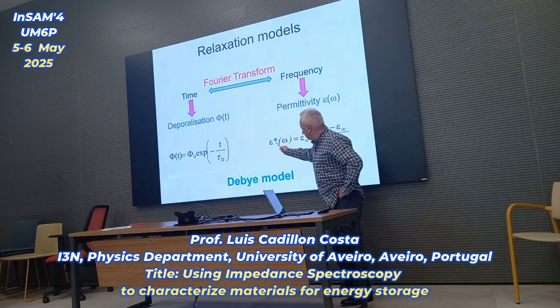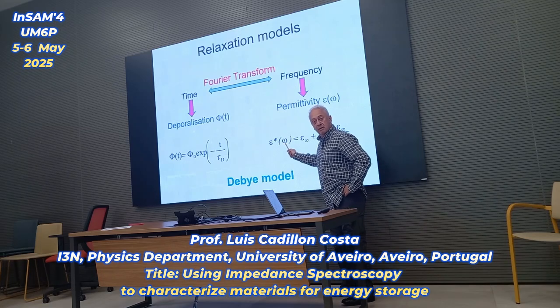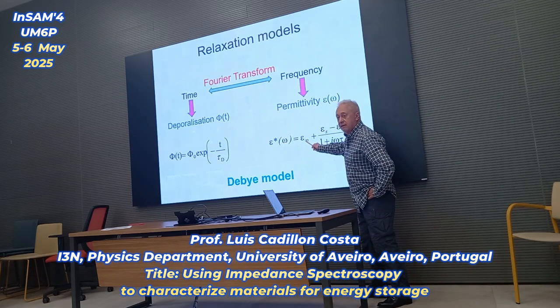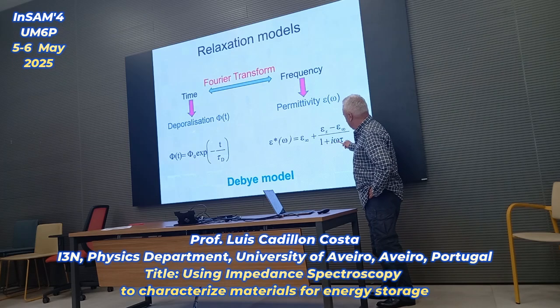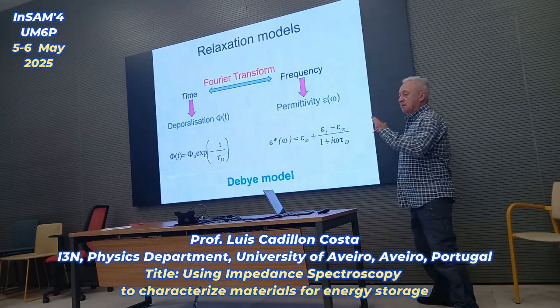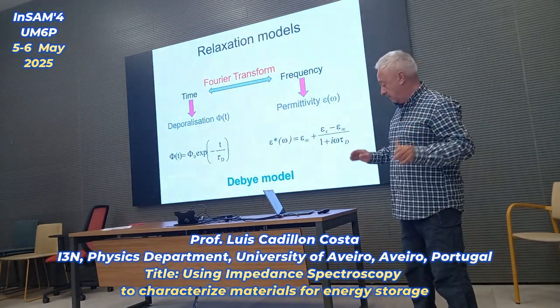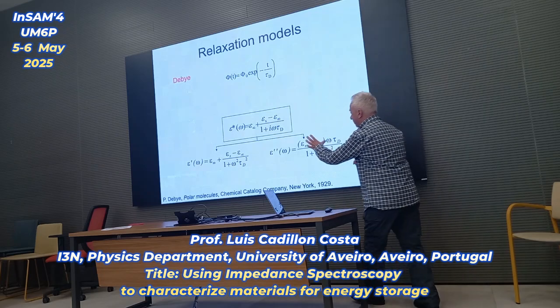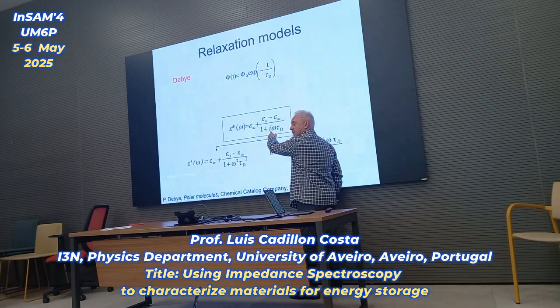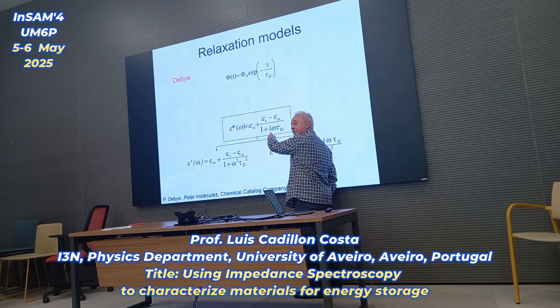So epsilon, that is a function of frequency, is epsilon infinite plus epsilon static minus epsilon infinite over 1 plus i omega tau, so i is the complex number. This is true for the Debye model. So we have this i in the denominator.